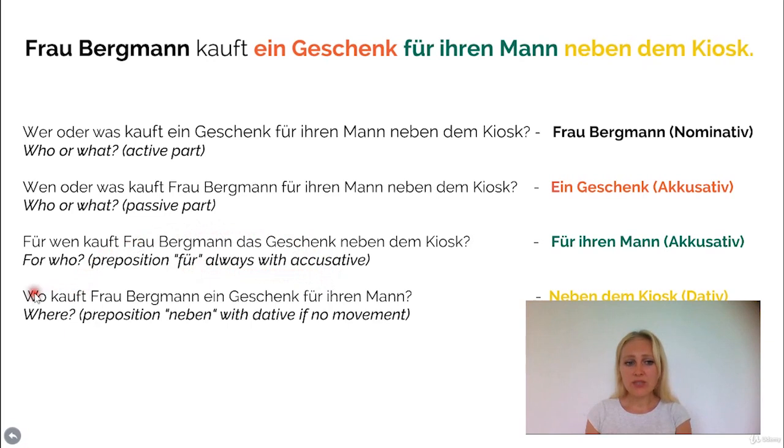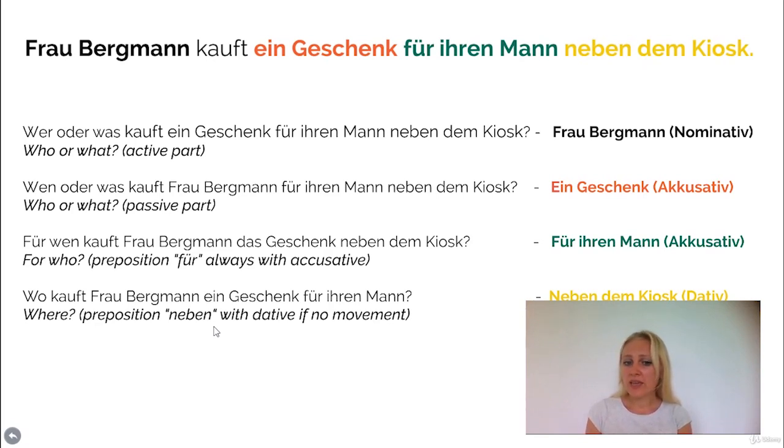And the next question here is, wo kauft Frau Bergmann ein Geschenk für ihren Mann? Right? It means where. Where is she buying a gift or a present for her husband? And here you have the preposition neben, which means next to. This belongs to the Wechselpräpositionen, as they are called in German. So those prepositions which are about the location can stand in the dative or in the accusative. It depends on whether the question is where somebody is, or where to somebody is going.